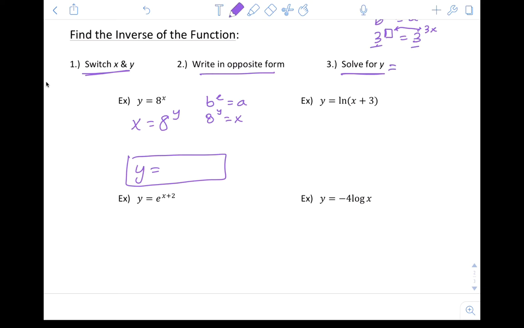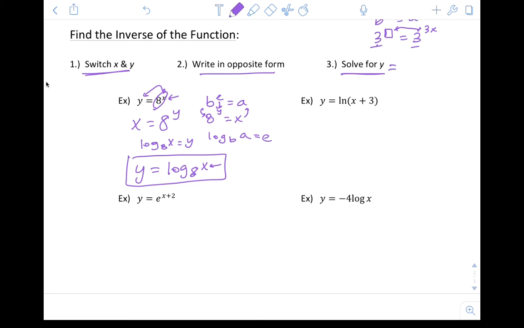And since log is BAE, just switch it. So log base, the base is 8. The answer is x. And that equals the exponent. The exponent is y. So y equals log base 8 of x. Now, the shortcut for this, it was right there. But this went from an exponent to an answer, again, because you switched x and y. Okay?